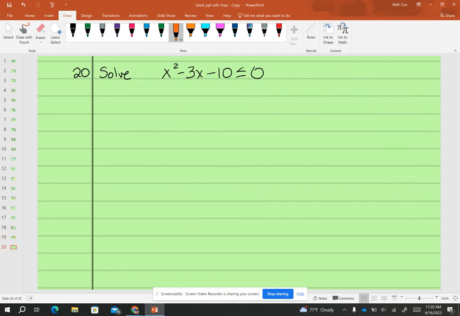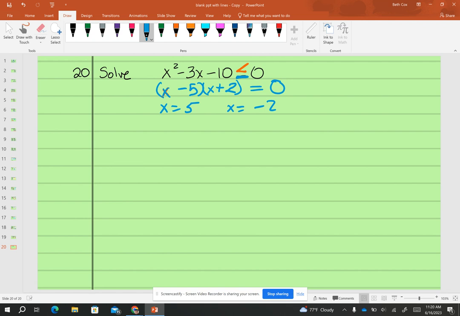Alright, solve this one. This is an inequality. We're going to factor this because we want to know where it's going to be equal to 0. We've got two things. We need to know where it's equal to 0, and then we're going to turn around and figure out where it's less than 0. Where is it equal to 0? We factored it. It's going to be equal to 0 at positive 5 and negative 2.